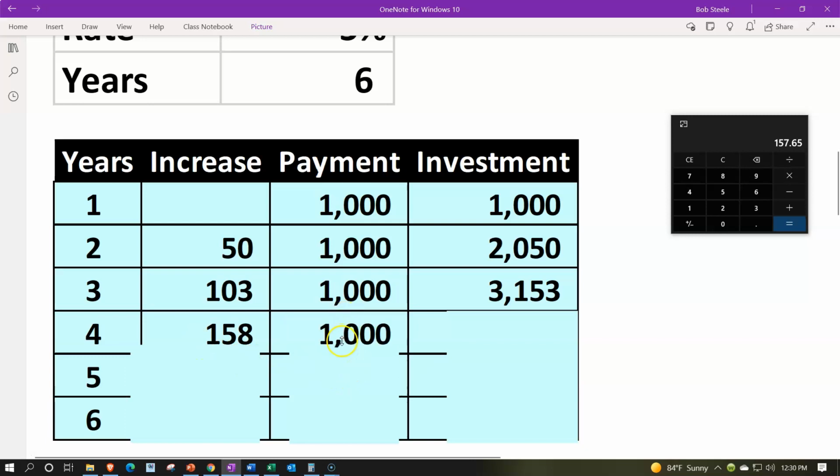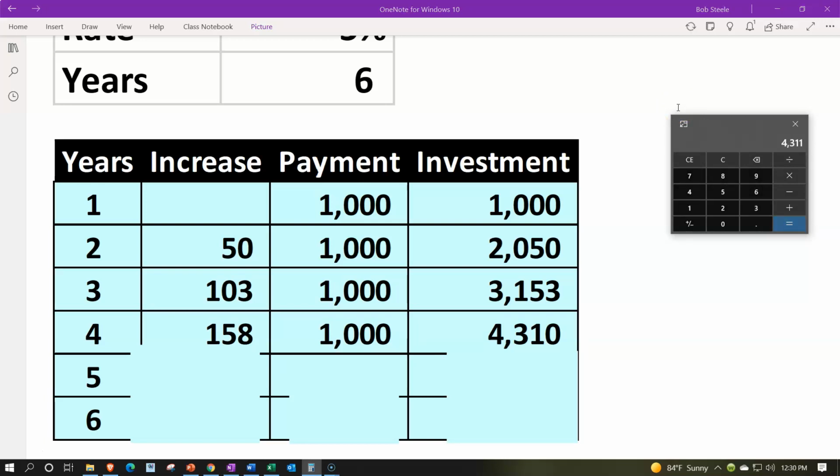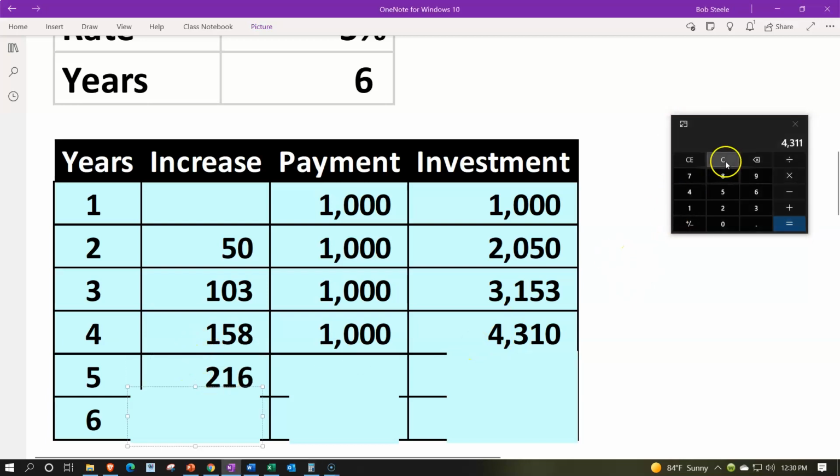We put another 1,000 in at the end of year 4. Notice we're not calculating any interest on this 1,000 because we did it at the end of year 4. We'll calculate interest on it when we go to year 5, right? And so this is going to be the prior amount, 3,153 plus the 158 plus the 1,000, which is going to give us our 4,310. Then we can multiply that times the 0.05. We're going to get the 215, 216 plus another 1,000.